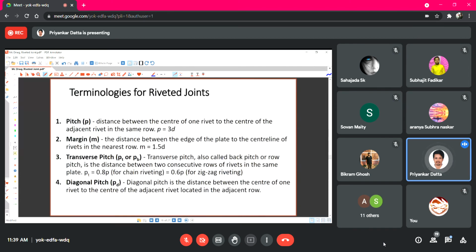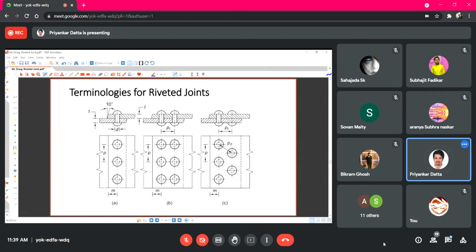Now, these terminologies that came in the last figure: pitch, that is P, margin is represented by small m, transverse pitch is represented by P suffix T or P suffix B, or in some cases it is also represented as P suffix R, that is row pitch, and the last one is diagonal pitch, P suffix D. So this pitch is, as I told you, the rivet lining that is parallel to the edge.